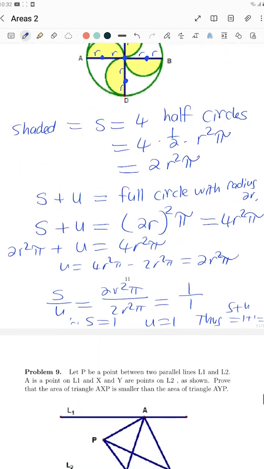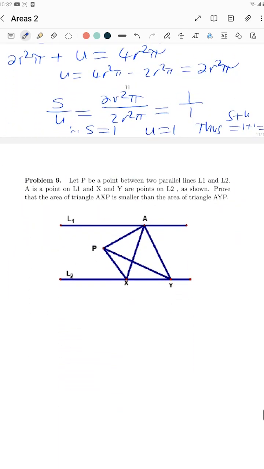Let's have a look at problem 9. Let's read it. Let P be a point between two parallel lines L1 and L2. A is a point on line 1 and X and Y are points on line 2 as shown.